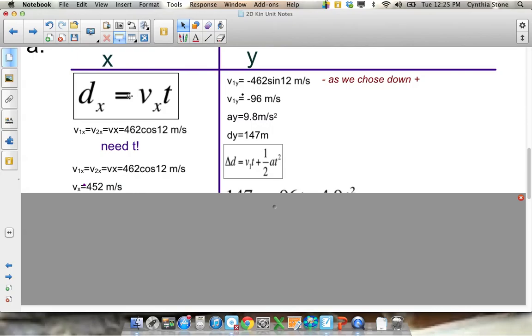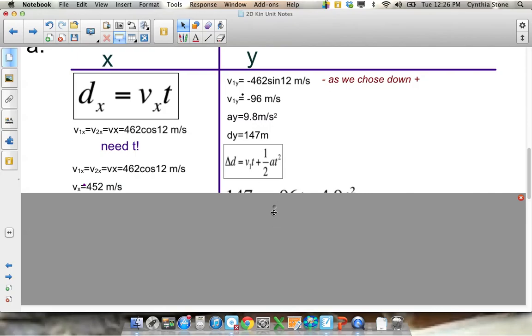So this problem is really working out to be a lot like the last question that we did, for part A anyway. So v1y is negative because we chose down as positive, and v1y is up. So it's going 96 meters per second in the up direction to begin. ay is positive because I chose down as positive, and dy is positive. So it does work out that this is the formula I'll use again, looking for time. I want to find time and bring it over here. Okay, it's the only useful formula I can choose.